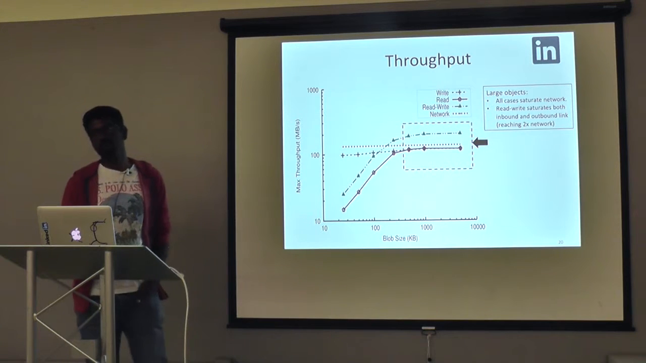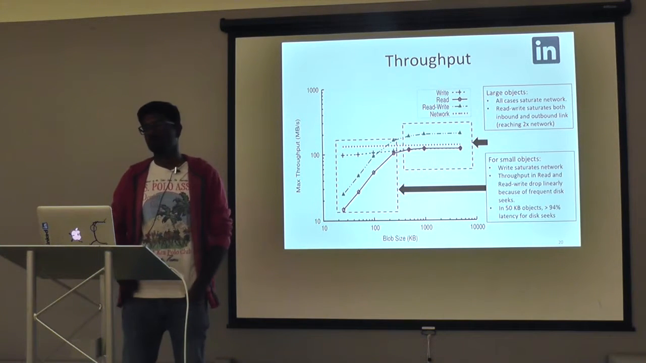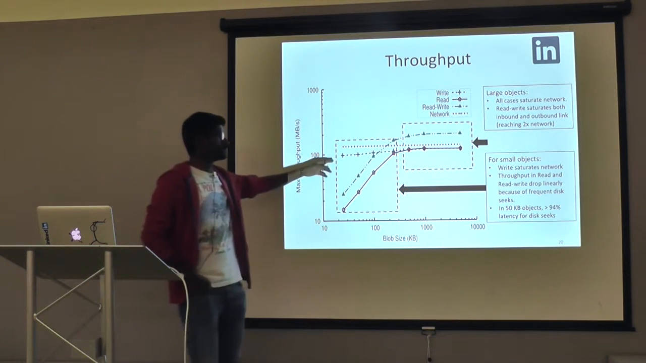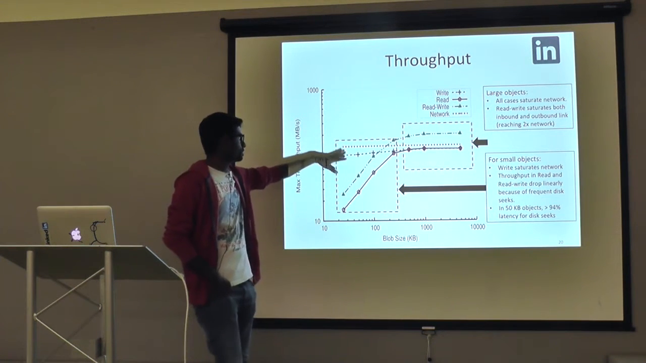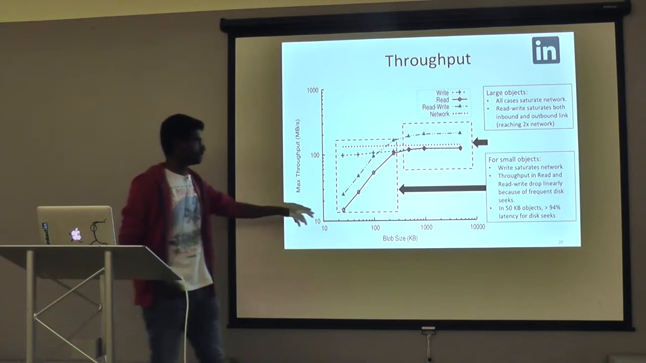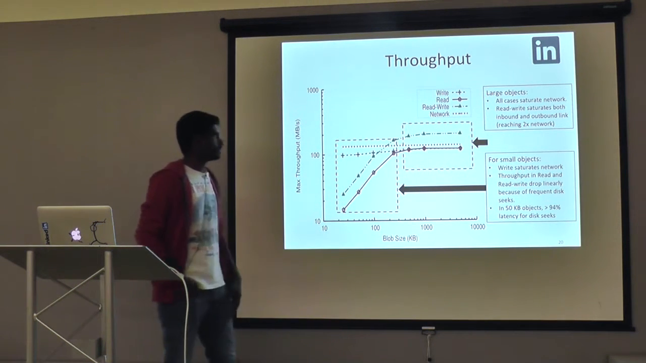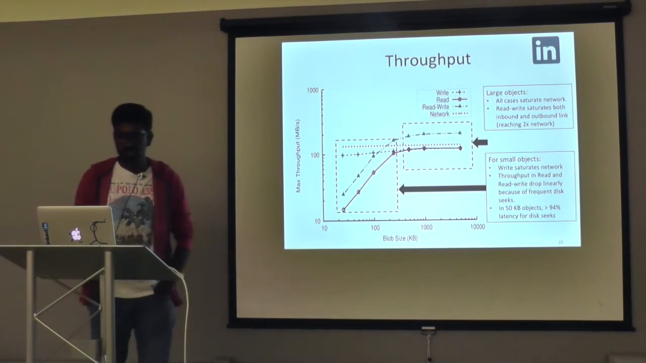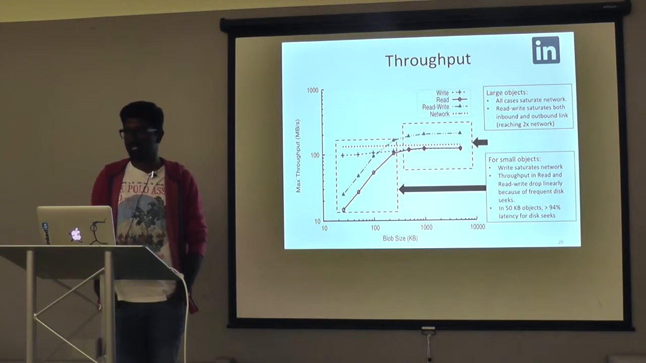But the interesting point is for the smaller blocks. You can see for writes, since it's a log structured system, writes again pretty much saturate the network even for smaller blocks. But for read-write, and especially for read, the throughput drastically drops. The reason is that there are a lot of disk syncs involved during fetching the block.